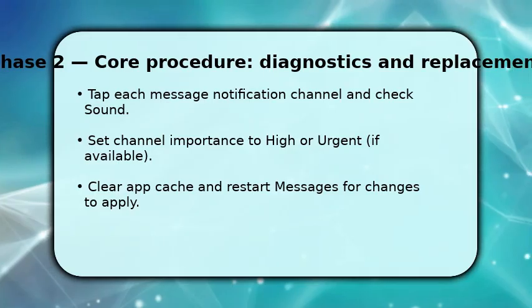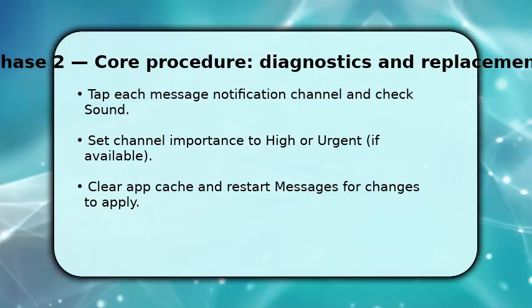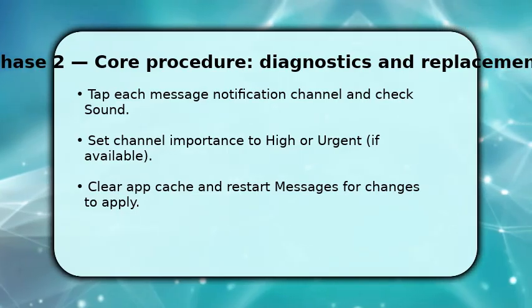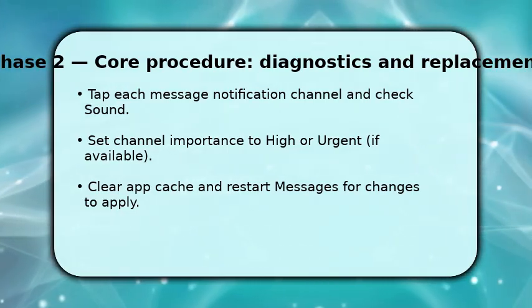Once you make changes, clear the Messages app cache via Settings, Storage, then force stop and reopen the app so Android reloads settings. This fixes mismatched channel state versus system settings.